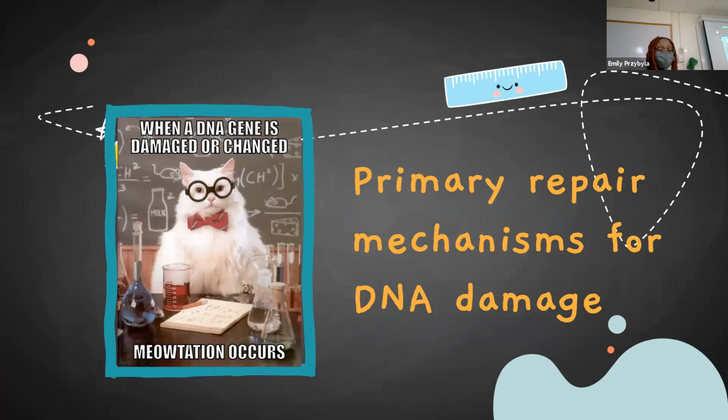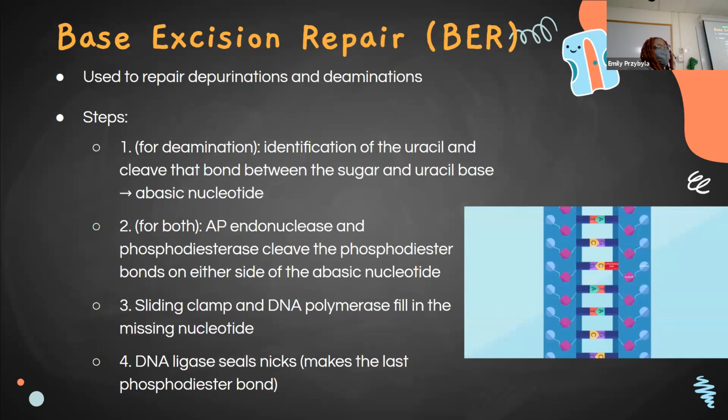Primary repair mechanisms. So we just found out how we damage the DNA. Let's figure out how we repair the DNA. So for base excision repair, after you're done, I want to play a video that shows how it happens. Okay. So base excision repair, we can use this for depurinations and deaminations.